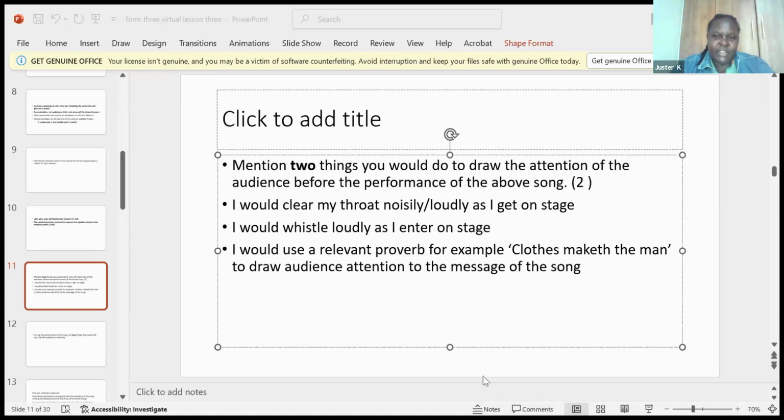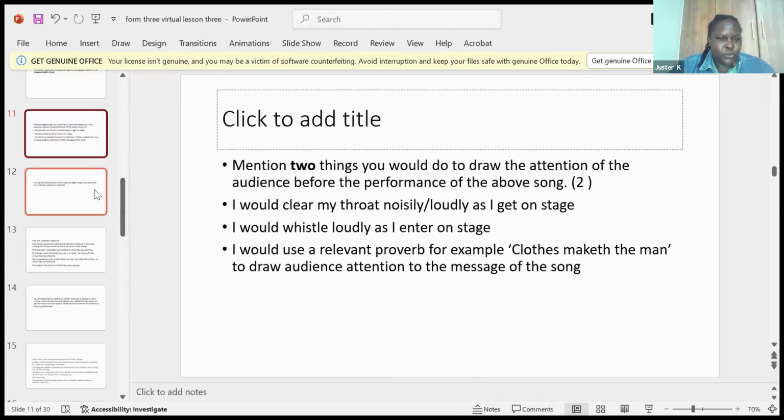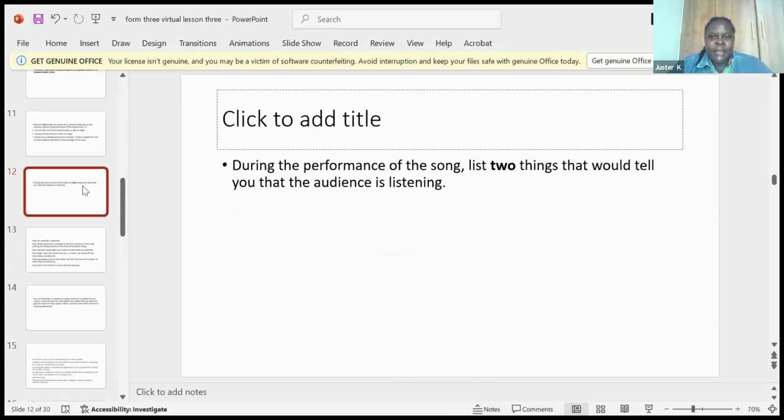And if your intention is to score marks only, then this is the way to go, and your answer will not be subjected to any questioning. So those are the ones I am encouraging. Again, that is a 1 or 2 marks question, mostly 2 marks. Now, during the performance of this song, list 2 things that would tell you that the audience is listening.